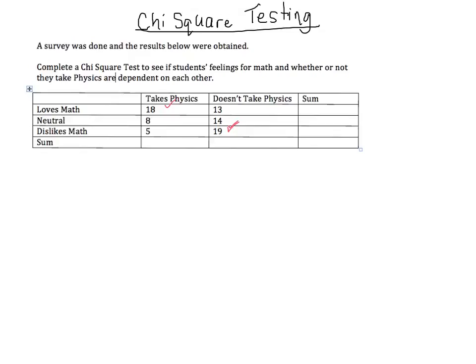Now, what the chi-square test will allow us to do is tell whether or not my category, which in this case is feelings for math, and my other category, which in this case is whether or not you take physics, are independent or dependent. So the process is somewhat involved, but I'll take you through the whole thing in this video. The first thing that we have to do, or step one, is to create a hypothesis.